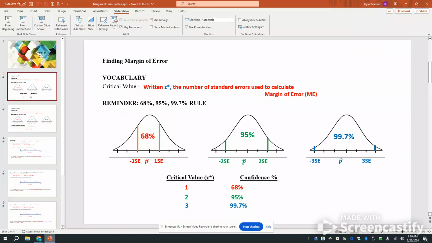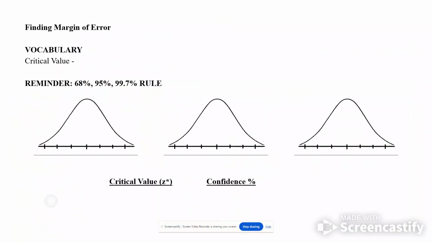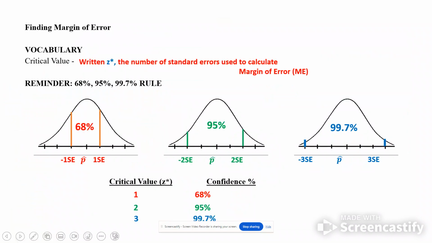Okay, here we are. Like I said, the main thing that's super important is this last part here, the critical value and the confidence percentage. So we learned this a while back. One critical value, or one z-score, is 68%. Remember that rule: 68, 95, 99.7. 68 is 1, 95 is 2, and 99.7 is 3. So try to memorize those three things. It was a while back we learned that, but this is kind of a reminder of that.